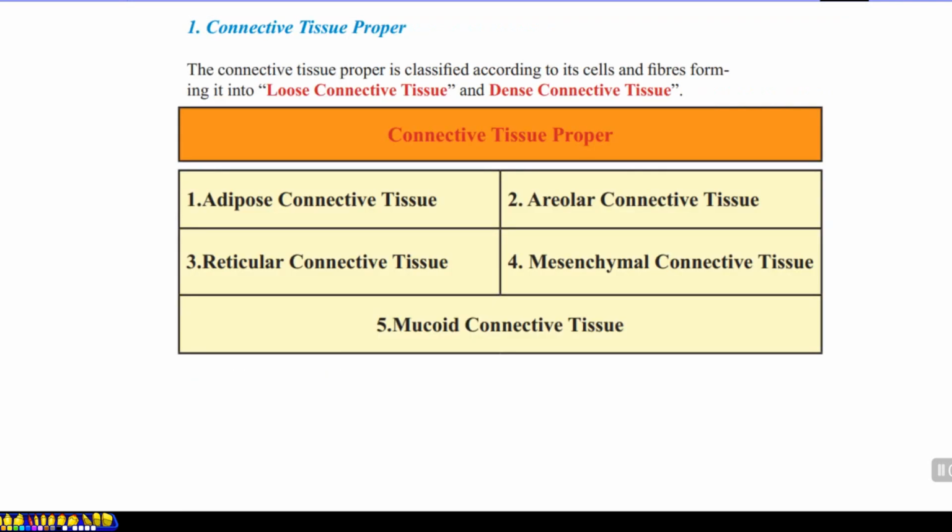The connective tissue proper is also divided into two: loose connective tissue and dense connective tissue. Loose contains a low abundance of fibers, dense has a high density of fibers in that tissue. This means the classification is according to what? Cells and abundance of fibers. For what? For connective tissue proper.